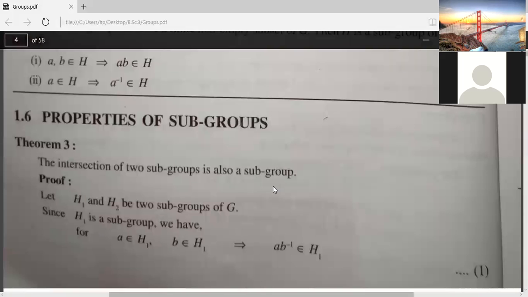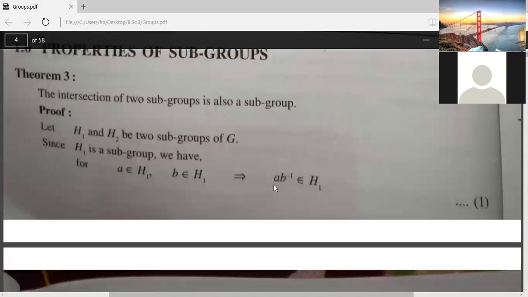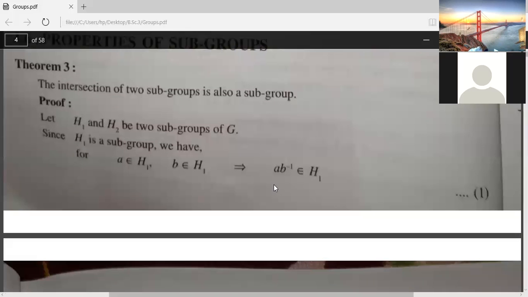Okay. Now the properties of subgroups. The statement is: the intersection of two subgroups is also a subgroup. Now here for the proof, let H1 and H2 be two subgroups of G. H1 is a subgroup. Okay.